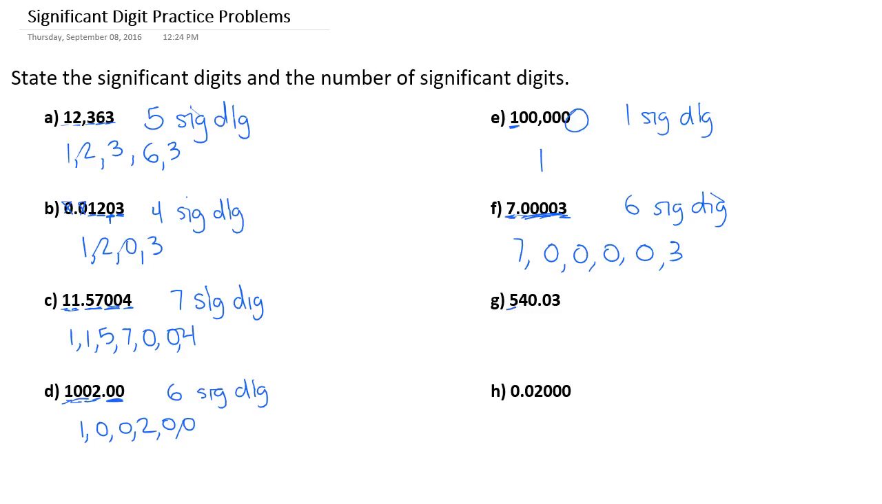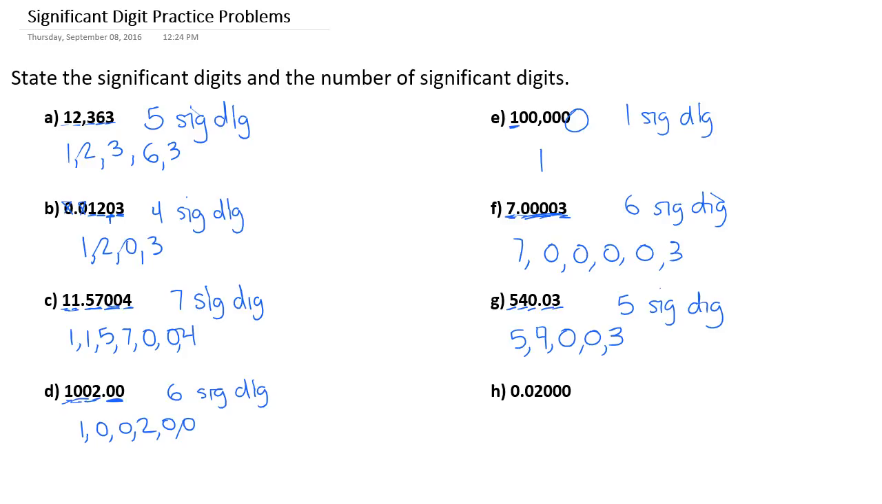On G, we have 5, 4, and 3. Those are all significant digits because they're non-zero. And then we have these 2 zeros that are in between two non-zero digits. So all of these are significant. So we have 5 significant digits. And they are 5, 4, 0, 0, and 3.